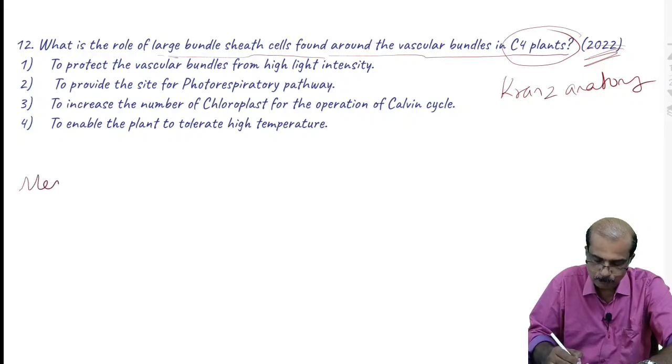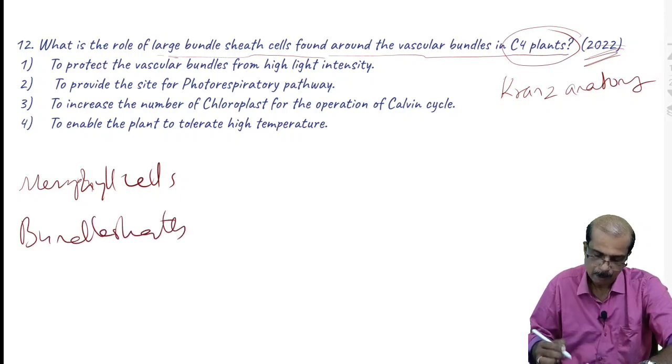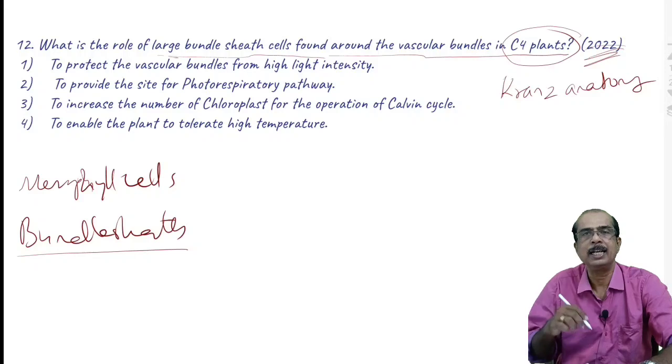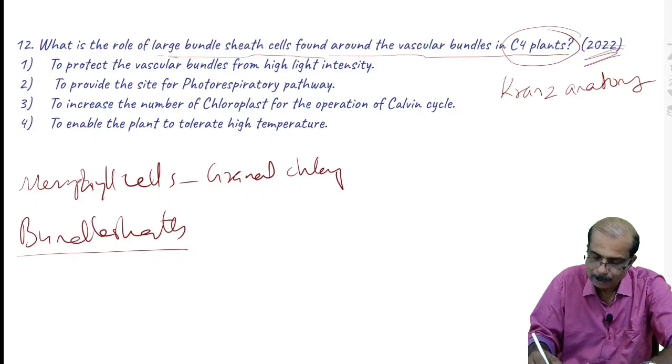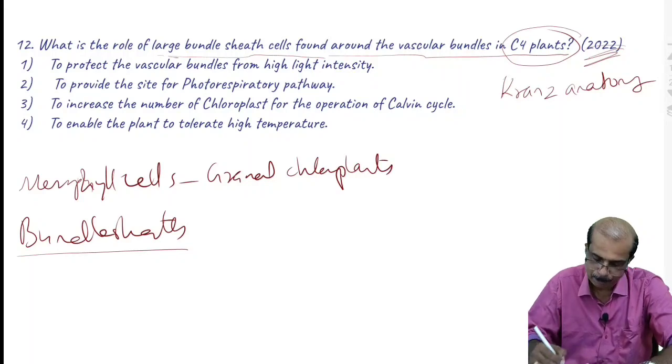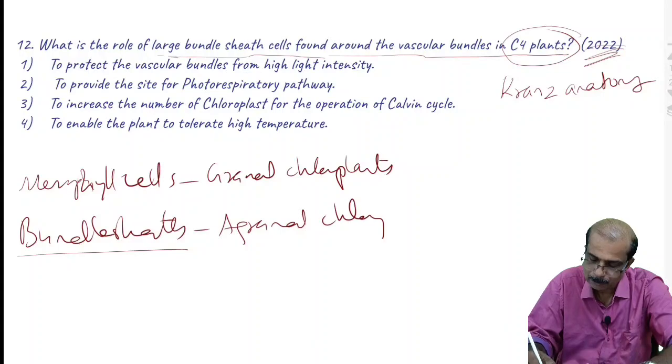There, mesophyll cells and bundle sheath cells are there. Prominent bundle sheath cells, ring-like bundle sheath cells. In mesophyll cells, you can see granal chloroplasts. In bundle sheaths, there are agranal chloroplasts.